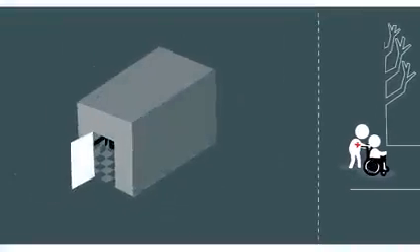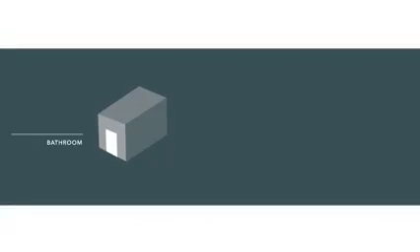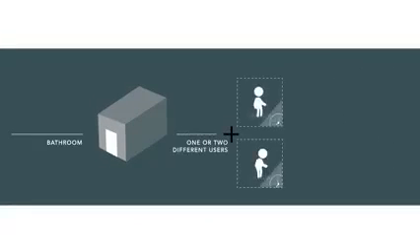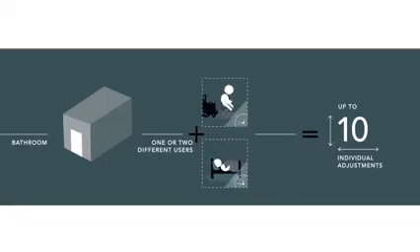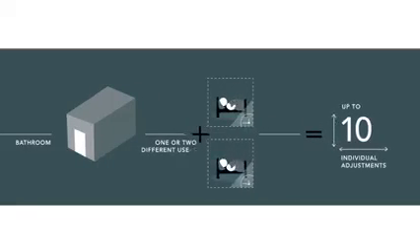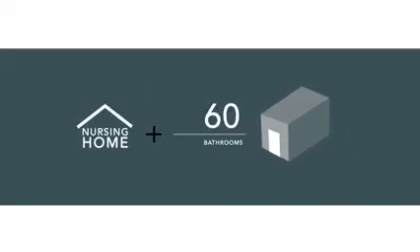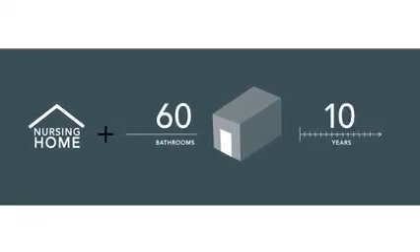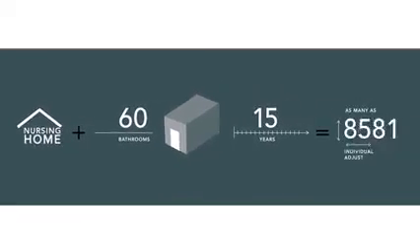For example, in one bathroom, with 1 to 2 different users per year, whose health conditions may change often, up to 10 adjustments might be required. Thus, in a nursing home with 60 bathrooms, and over a time period of 15 years, as many as 9,000 different adjustments could be required.